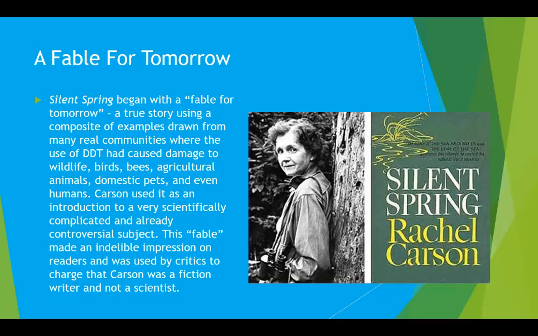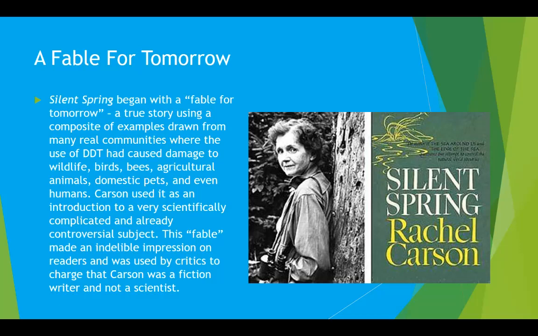The last thing for today is A Fable for Tomorrow. This is the title for the notes today, as well as the first chapter of the book Silent Spring by Rachel Carson. Silent Spring began with A Fable for Tomorrow, a true story using a composite of examples drawn from many real communities where the use of DDT had caused damage to wildlife, birds, bees, agricultural animals, domestic pets, and even humans. Carson used it as an introduction to a very scientifically complicated and already controversial subject. This fable made an indelible impression on readers and was used by critics to charge that Carson was actually a fiction writer and not a real scientist.